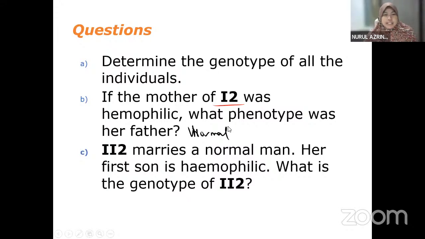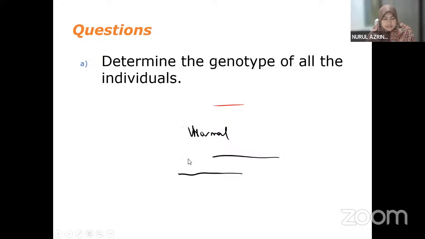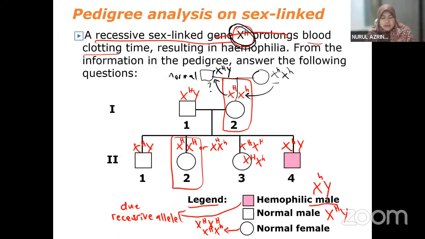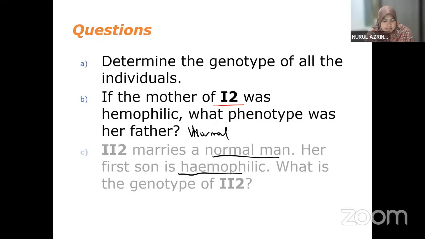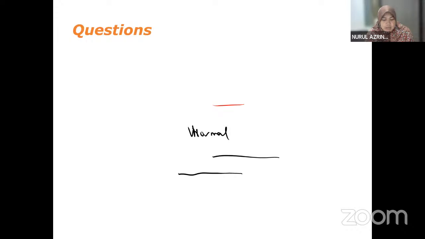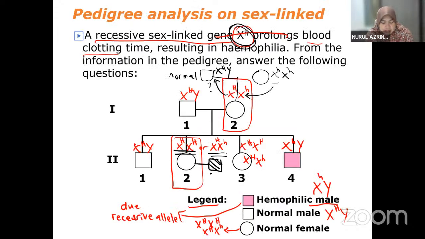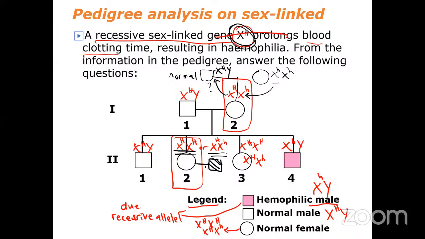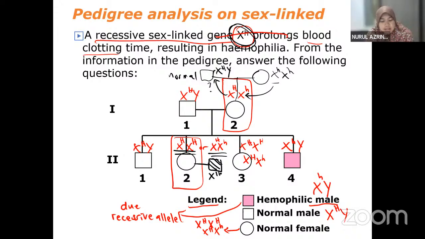Okay. The third question. Tutu marries a normal man. Her first son is hemophilic. Dia kahwin dengan lelaki normal. Sekarang ni Tutu ni genotype dia can be X capital H, X capital H or X capital H, X small h. Dia kahwin dengan lelaki normal, so lelaki normal genotype ni apa? X capital H, Y.